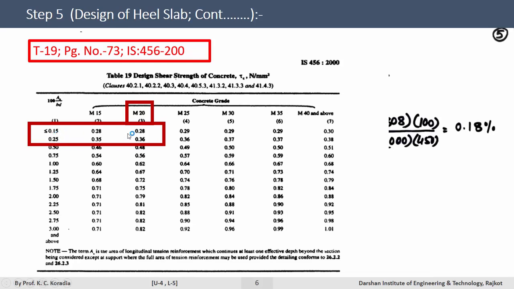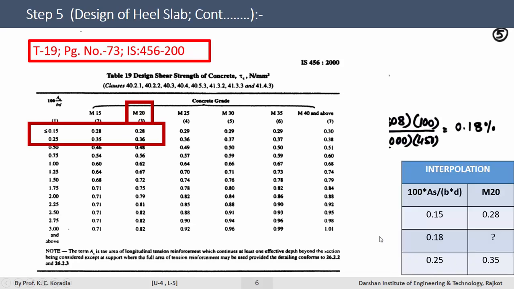For 0.15 and for M20, we are having a design shear strength capacity of concrete as 0.28. For 0.25, we are having a design shear strength capacity for M20 grade concrete as 0.36. Using these four values, we will interpolate and try to find a value for 0.18, which will lie between these two values. I have isolated these four values in this table.